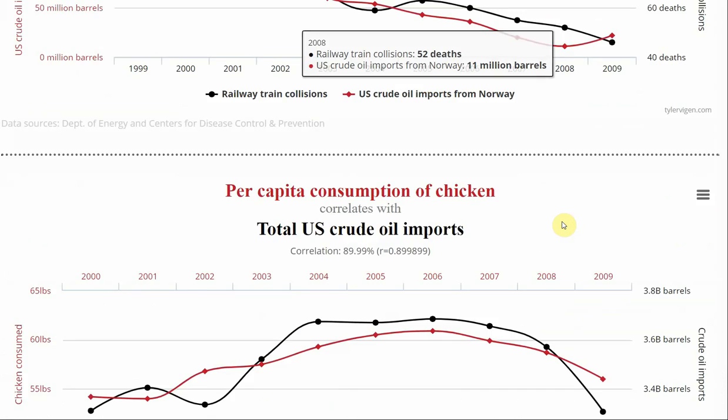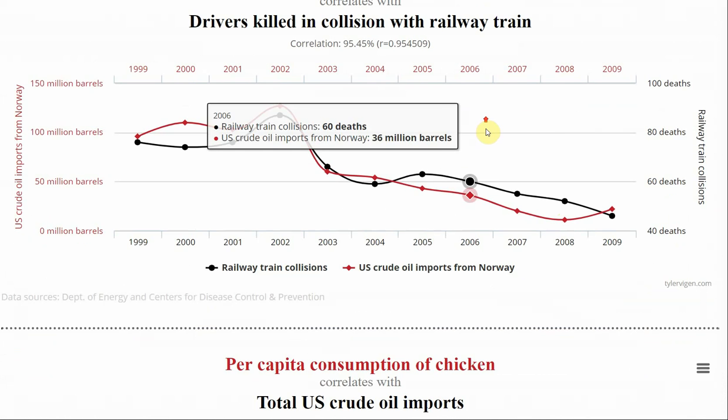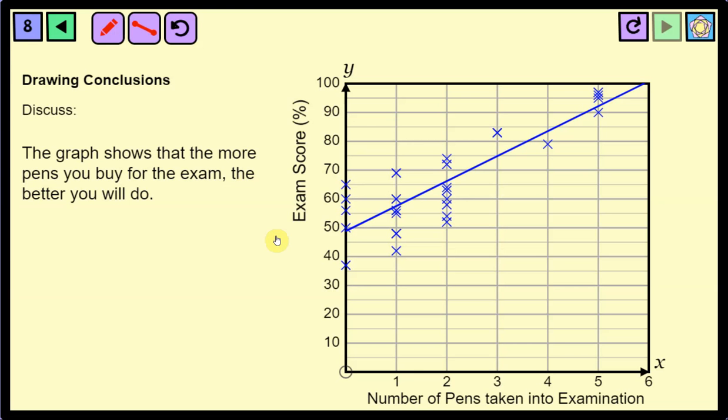Let's see if we can find another one. So as more people eat chicken, the US imports more crude oil. I don't think that's a 90% correlation there. So concluding to this, yes, it looks like they correlate, but it's probably more likely because these people revised harder. They were more conscientious. You could say people who care more about their exams are going to bring more pens into it. Someone who doesn't really care what they get is going to bring one pen that's going to break after 10 minutes and then they're going to stop writing.